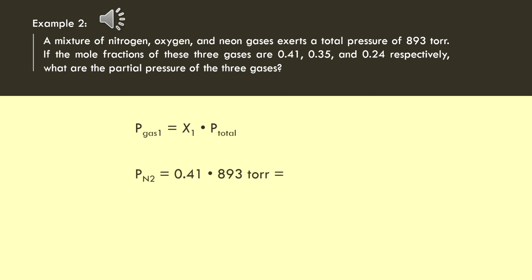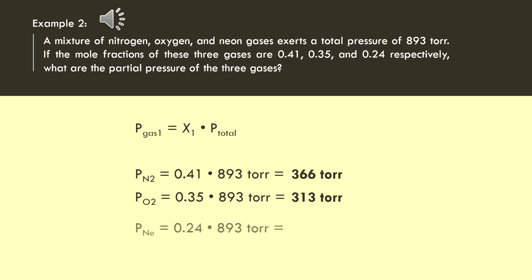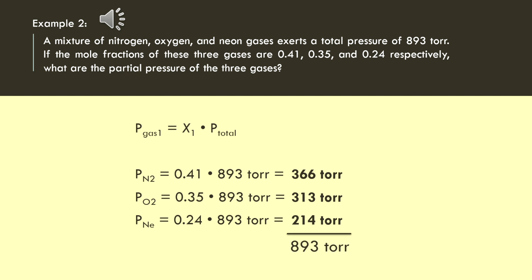PN2 is equal to 0.41 times 893 torr, which is equal to 363 torr. PO2 is equal to 0.35 times 893 torr, which is equal to 313 torr. PNe is equal to 0.24 times 893 torr, which is equal to 214 torr. Total of 893 torr.